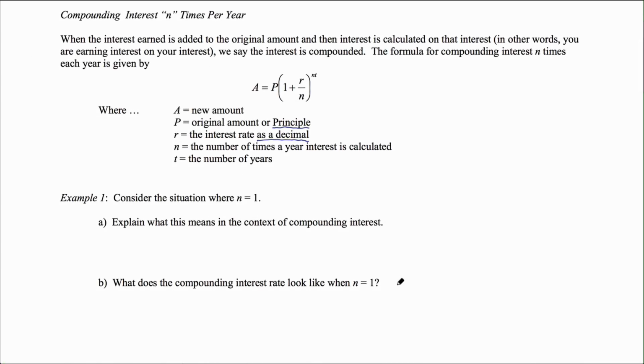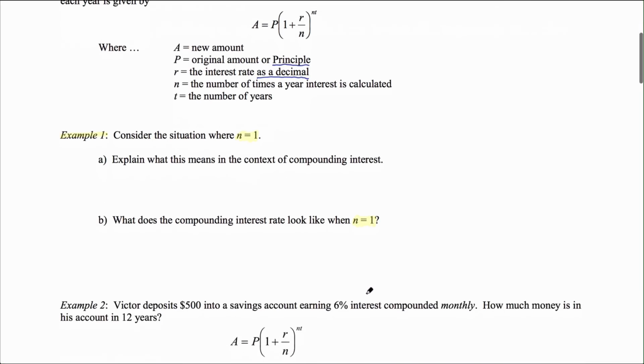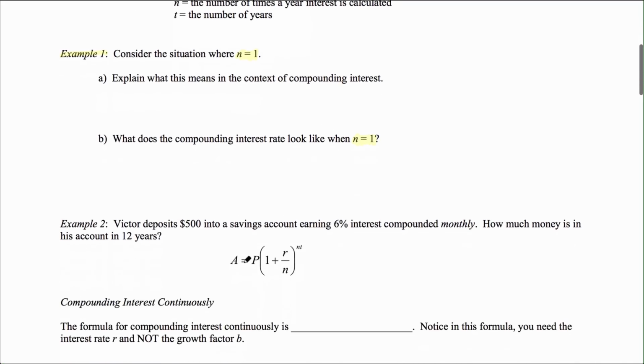Okay, so this one's useful for problems where you see the phrase compounding monthly or compounding daily or weekly or biannually. So in example number 1, it says consider the situation where n equals 1. So after we do example 2 together, I'd like for you to try example 1 in your notes on your own. It talks about what it means in the context, and what your formula is going to look like when you substitute 1 for n. But let's do example 2 first together.